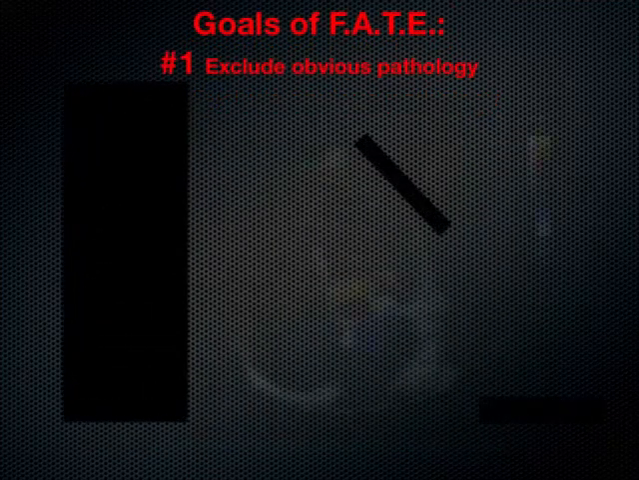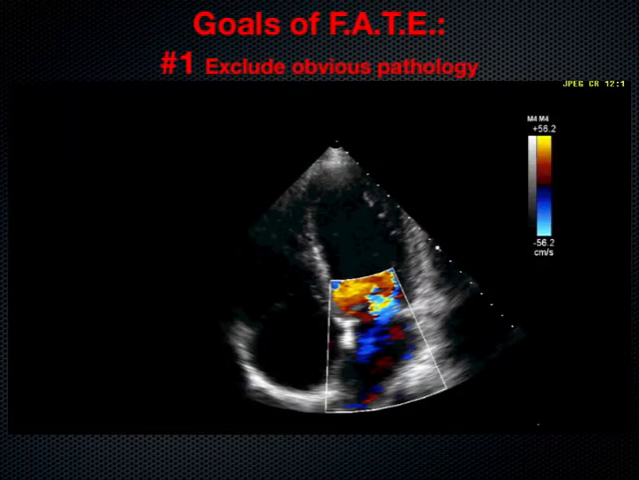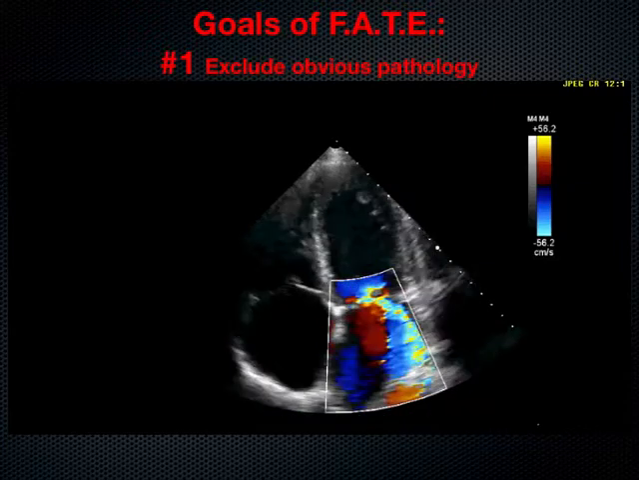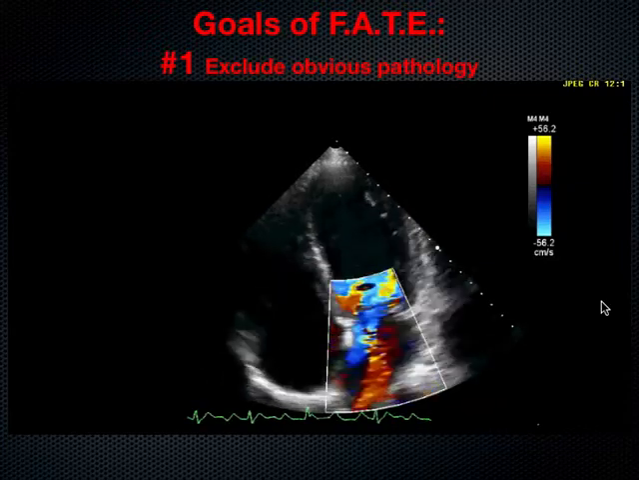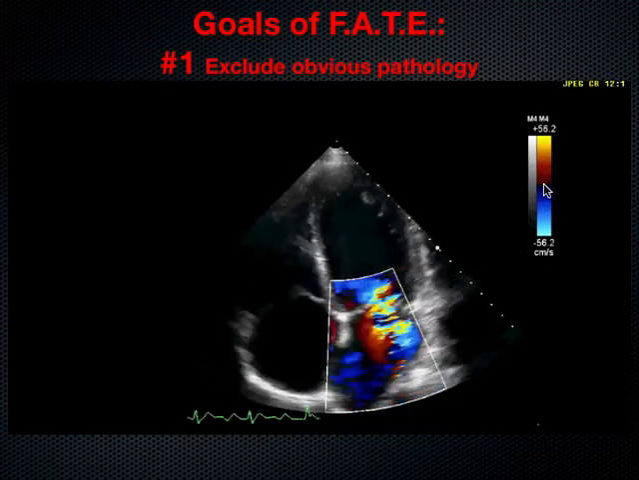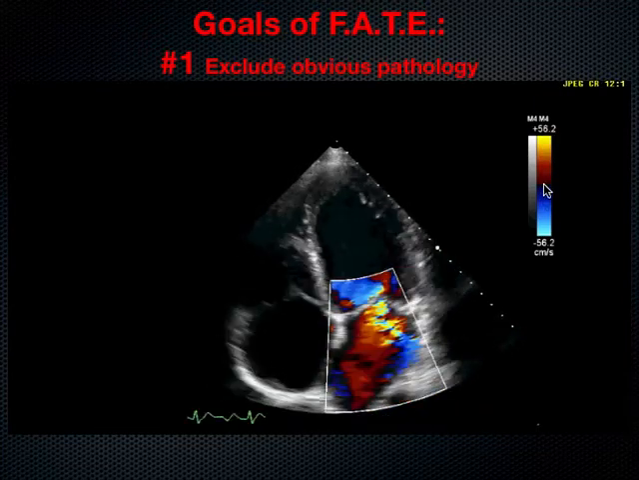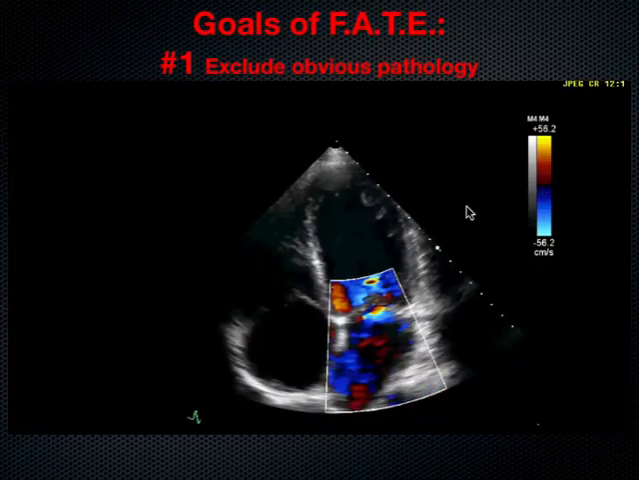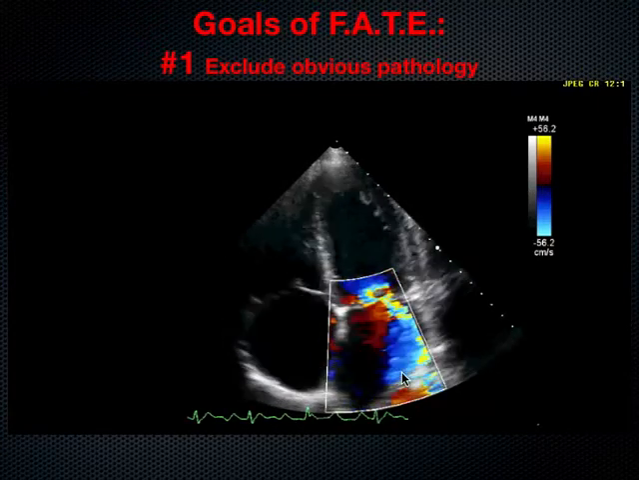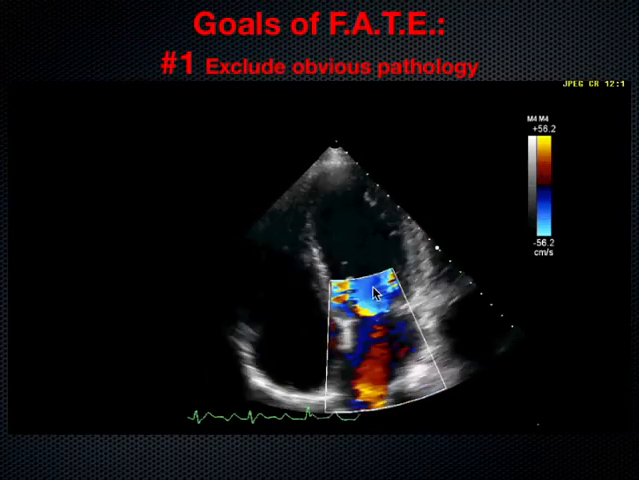So exclude obvious pathology. Another example of obvious pathology would be a problem with, in this case, the mitral valve. Think about the color flow Doppler here. Red is towards the probe, blue is away from the probe. BART, blue away, red towards. And during systole, we shouldn't see any blue going away from the left ventricle and into the left atrium.